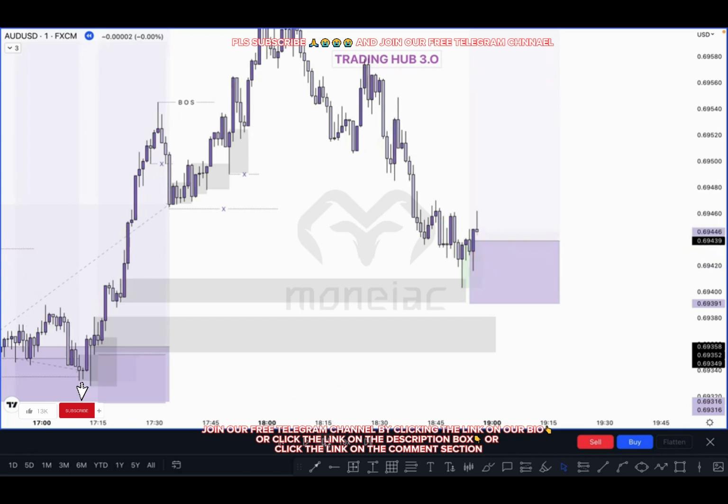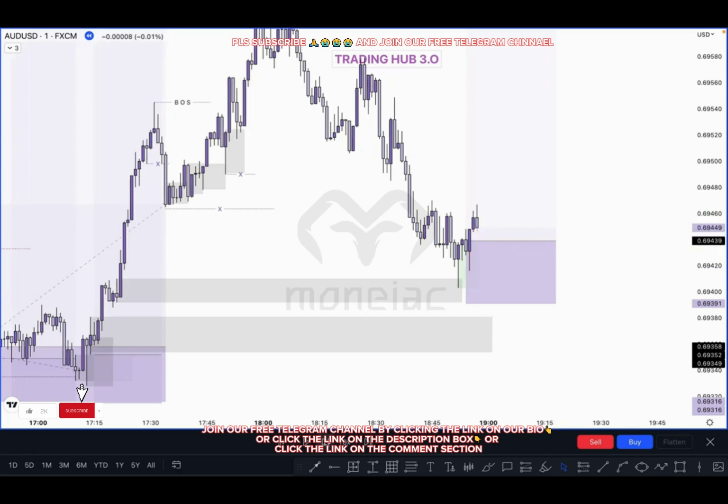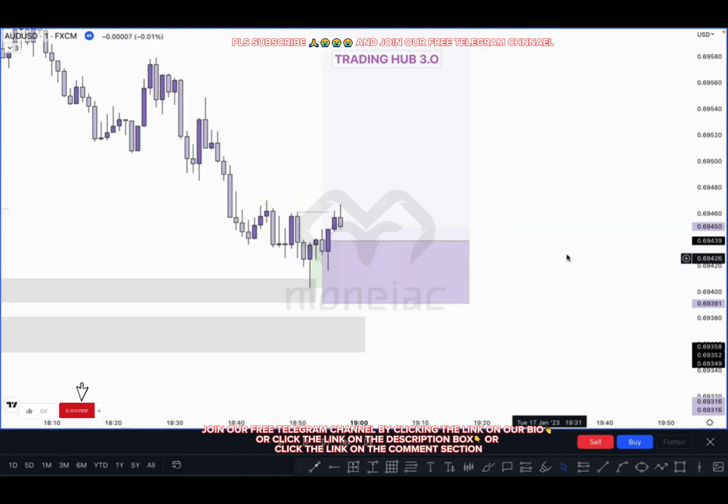Okay, the market mitigates this one and continues going higher, right? So what is happening here? Look at this one. This is our change of character here. This is our micro structure here. Okay, and the same thing will be applicable when the market taps on your PD zone in a higher time frame. So the same scenario will be applicable here.